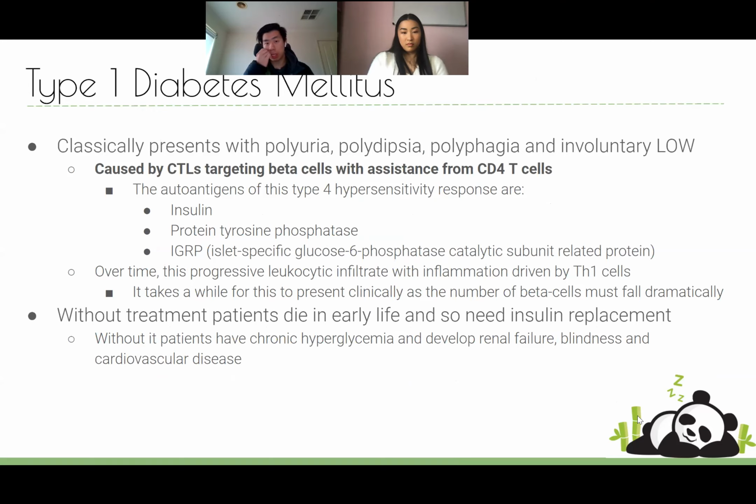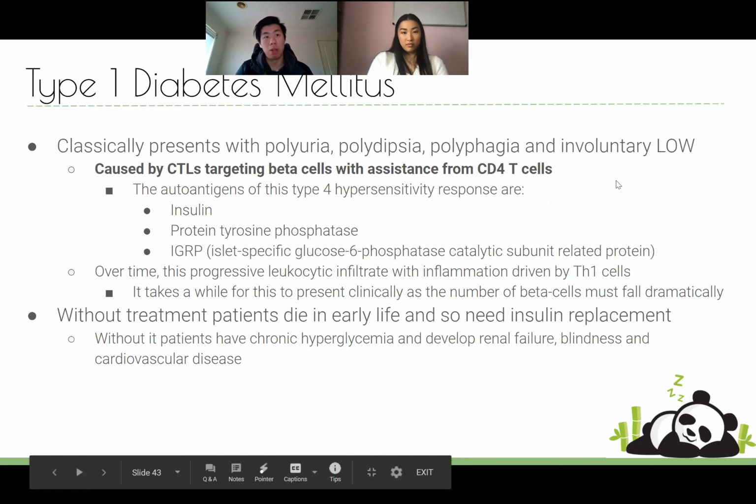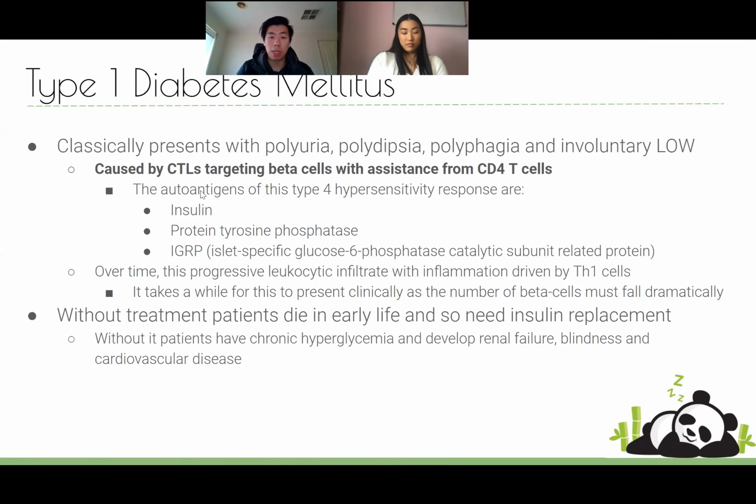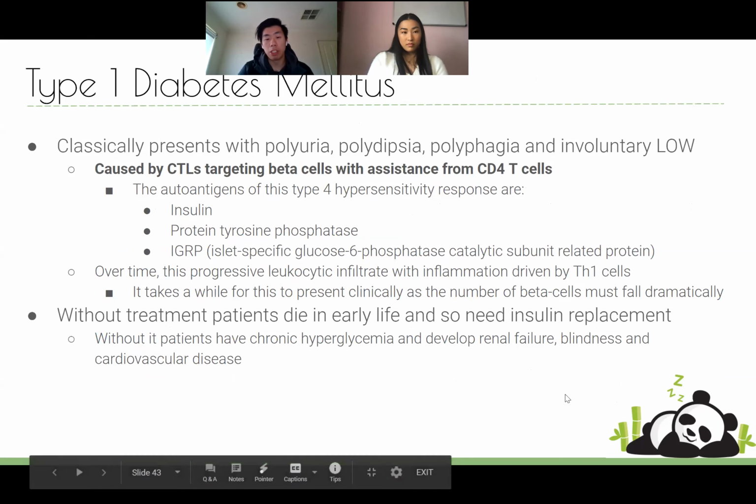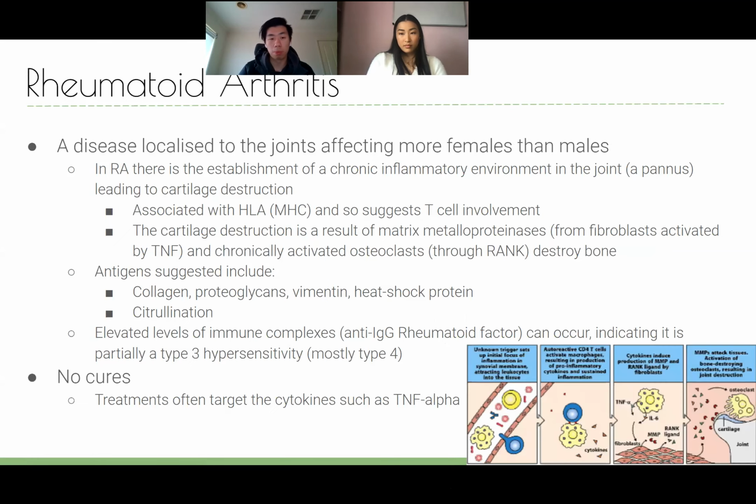All right, so we'll talk about type 1 diabetes quickly, mostly from the immunological point of view though. So this causes the polyuria, polydipsia, polyphagia, and involuntary weight loss that we talked about before. And this is caused by your CD8 lymphocytes targeting your beta cells. This is because of autoantigen responses to insulin, protein tyrosine phosphatase, and IGRP. Basically, they just target these cells and they cause beta cells to die. And eventually you're going to need insulin, otherwise you will die. And I think that's all I'll touch on here in immunology because the rest of it's been talked about before.